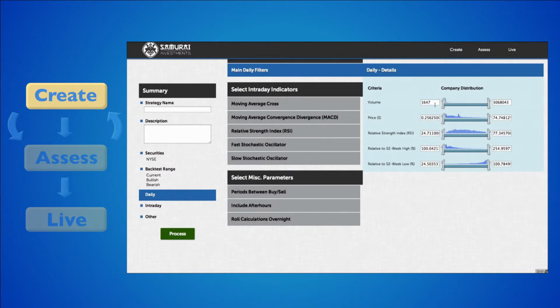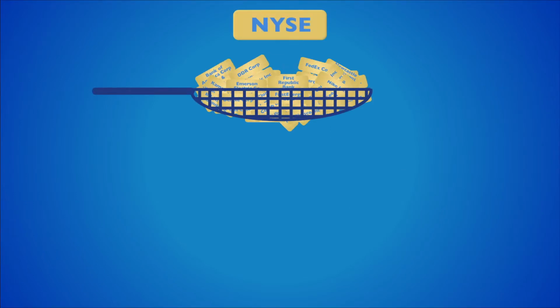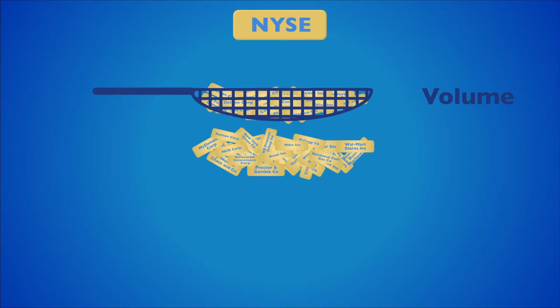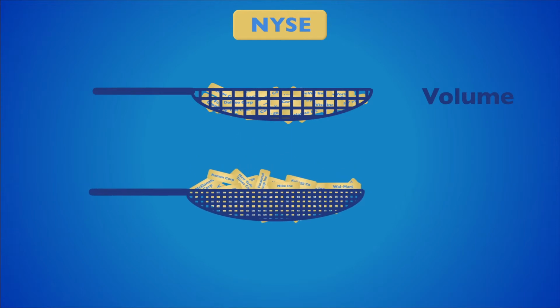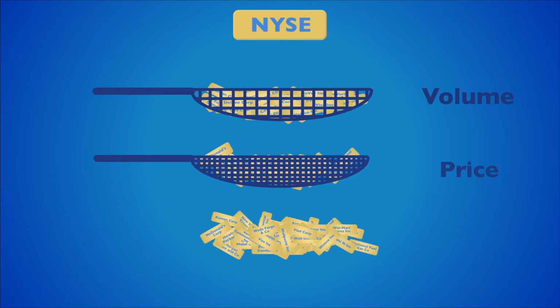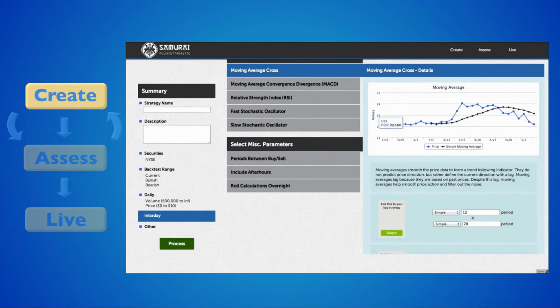These daily filters are used to limit the companies we are looking at on a day-to-day basis by checking if the company fulfills our requirements. For example, we have our New York Stock Exchange and want to filter it by volume, looking at companies with trading volume greater than 500,000 shares per day. And if we want, we can add additional filters, such as a price filter, looking at companies less than $10 a share.